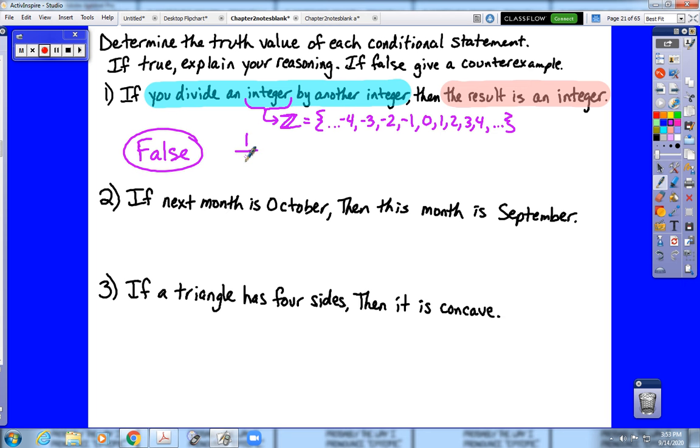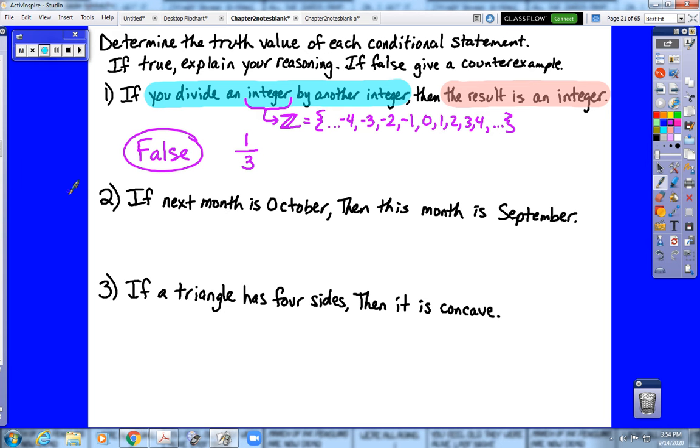And for a counterexample, we simply need to pick two integers, such as 1 and 3, and divide them. 1 divided by 3 is not an integer. That is 0.3 repeating, which is not an integer. That would make 1 divided by 3 a counterexample. That is a counterexample to the original statement. This is our counterexample. That is enough to show that that is a false statement.